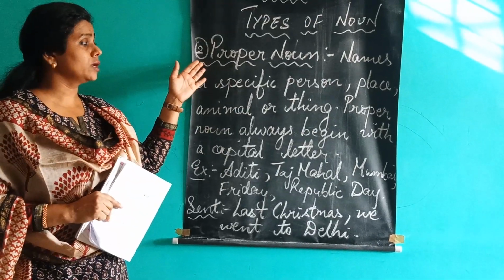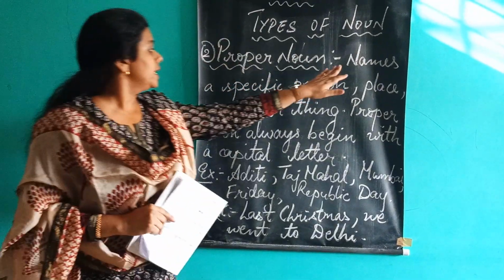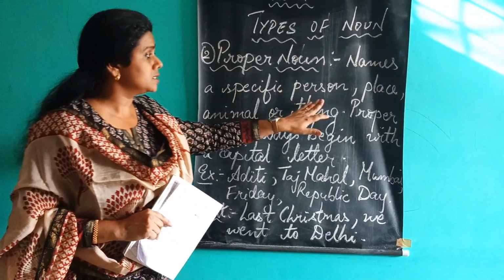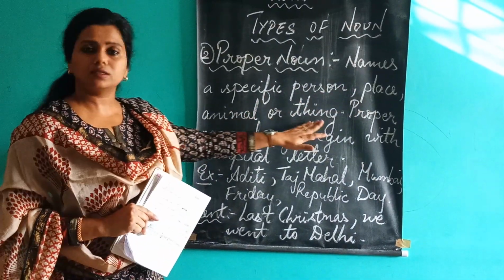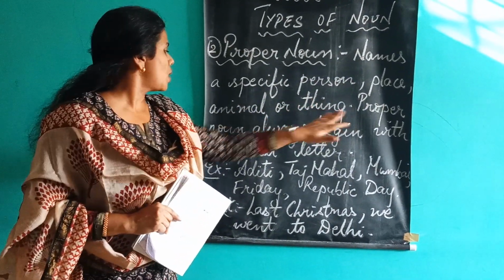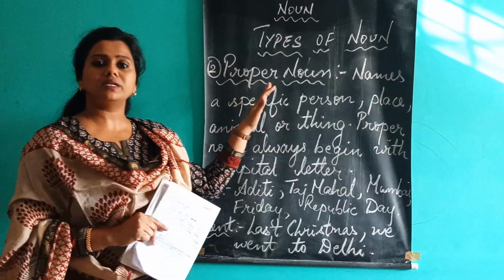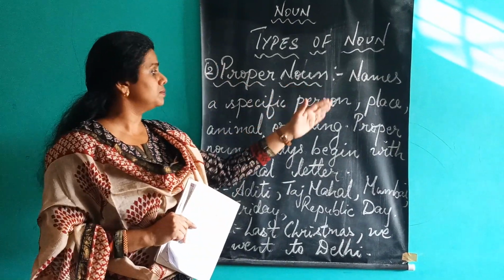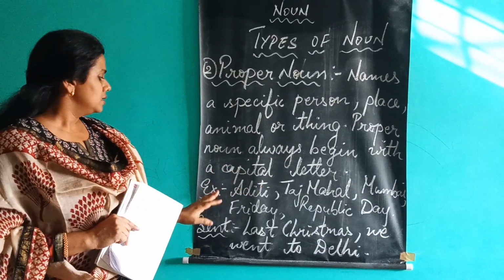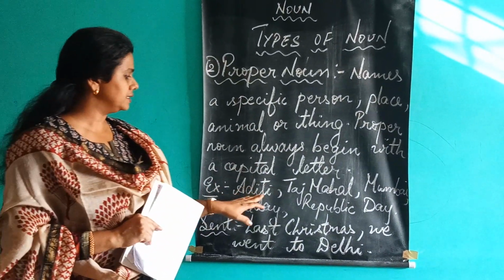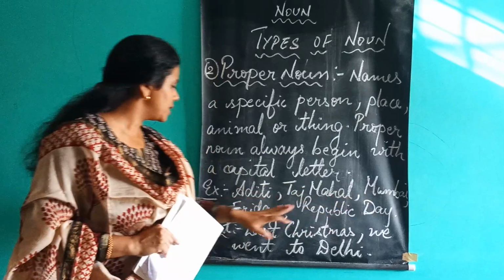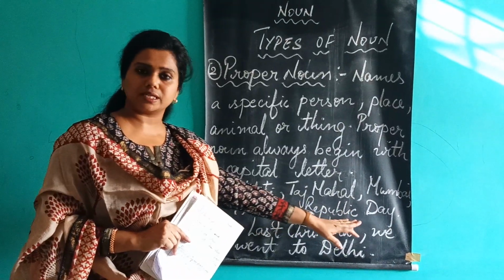Now here, second one, proper noun. Names of specific person, place, animal or thing. Proper noun always begins with a capital letter. Proper noun means proper names of person, place, animal or thing. Here is the example. Aditi, Taj Mahal, Mumbai, Friday, Republic Day.